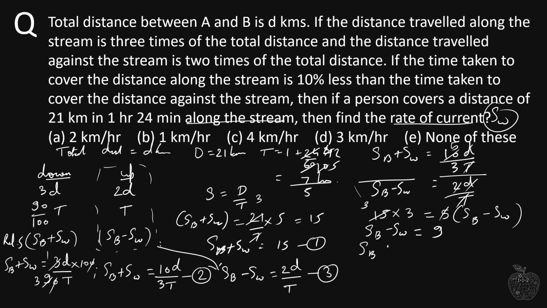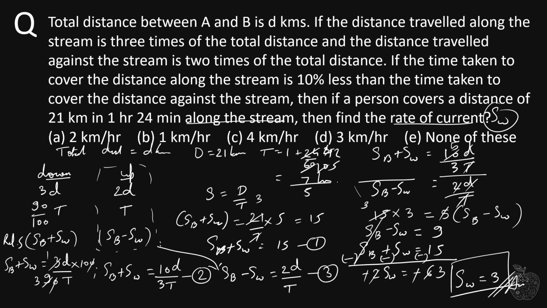So we get SB plus SW is equal to 15. After subtracting, the signs are changed. So plus minus gets cancelled, and minus minus gets added. So we get minus 2 SW is equal to 9 minus 15, which is minus 6. The minus signs get cancelled. 2 threes are 6, so SW equals 3. We get our answer: the speed of water is 3 kilometers per hour. And this is our required answer. So here option D is the correct one.